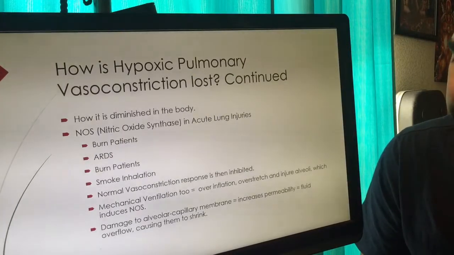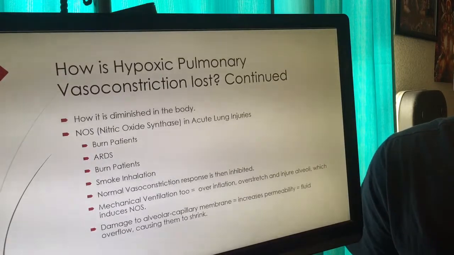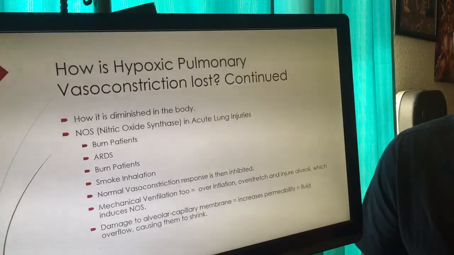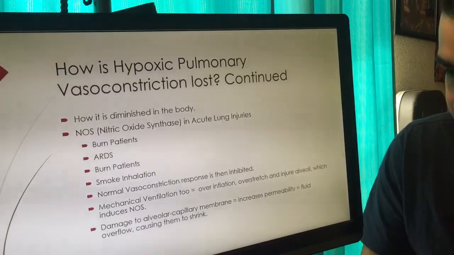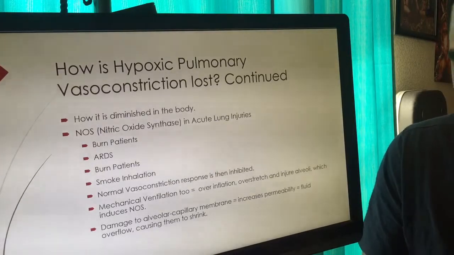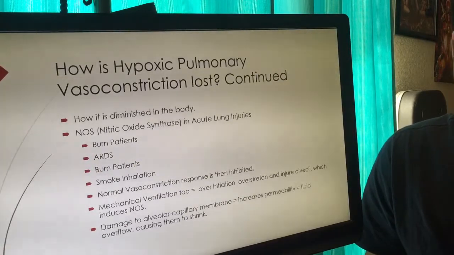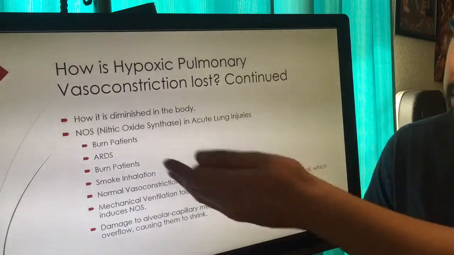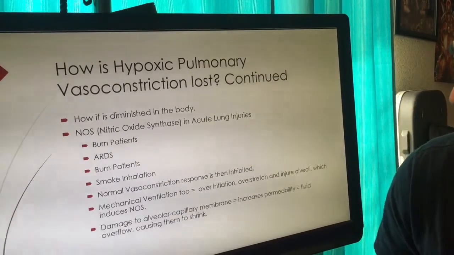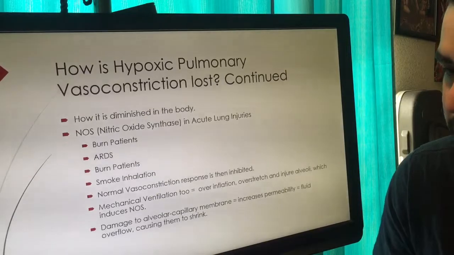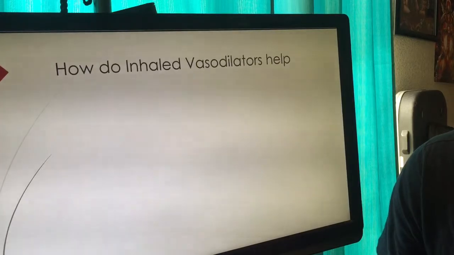In my way of explaining it, the alveoli are just damaged, and there's going to be a decrease in surfactant, which is going to cause fluid to come in and the alveoli to shrink. That's not good. It's going to collapse, and that could be caused by these things happening here too, like smoke inhalation patients. That's pretty much not good, and HPV will just become inhibited. With that said, let's go on.